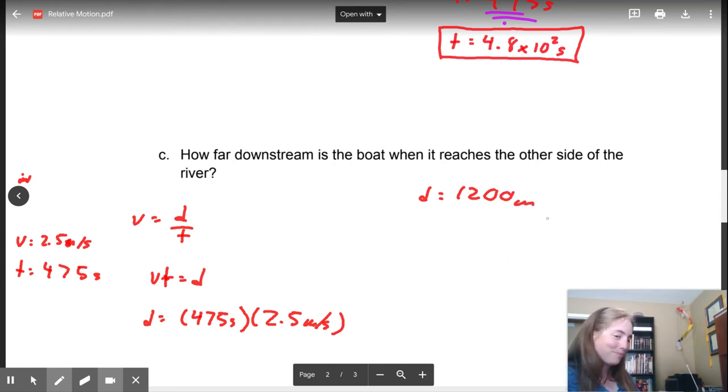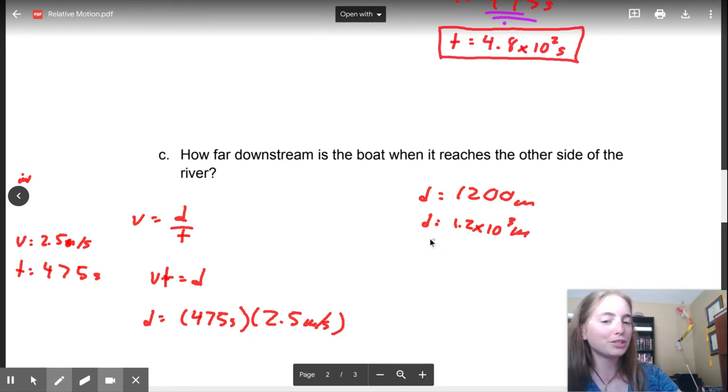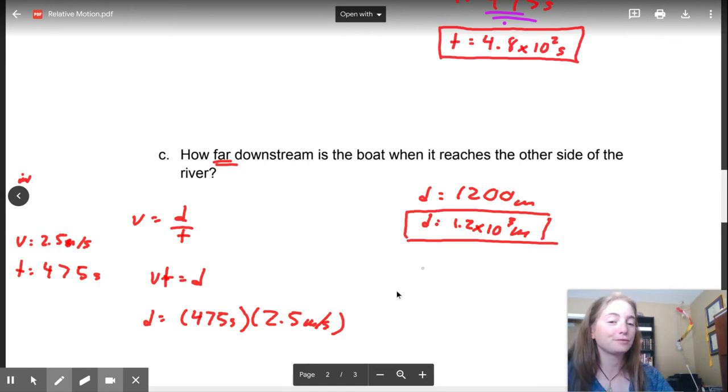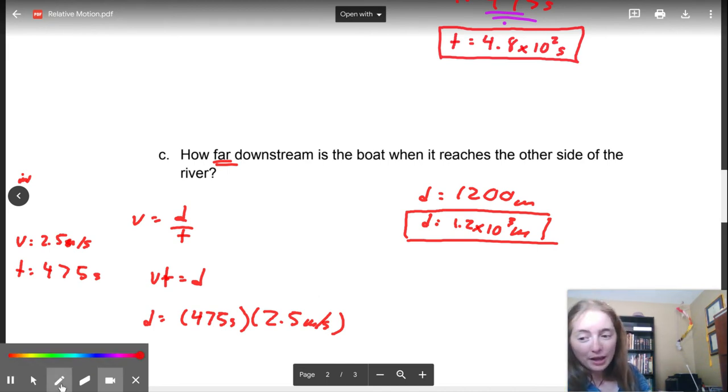1,200 meters. How many sig digs do I want? 2. So that means you are going to have to put this into scientific notation. So 1.2 times 10 to the power of 3 meters. I said how far, so that means scalar, so I do not want direction. All right. Okay. For those of you who want to use trig, we will do that now.